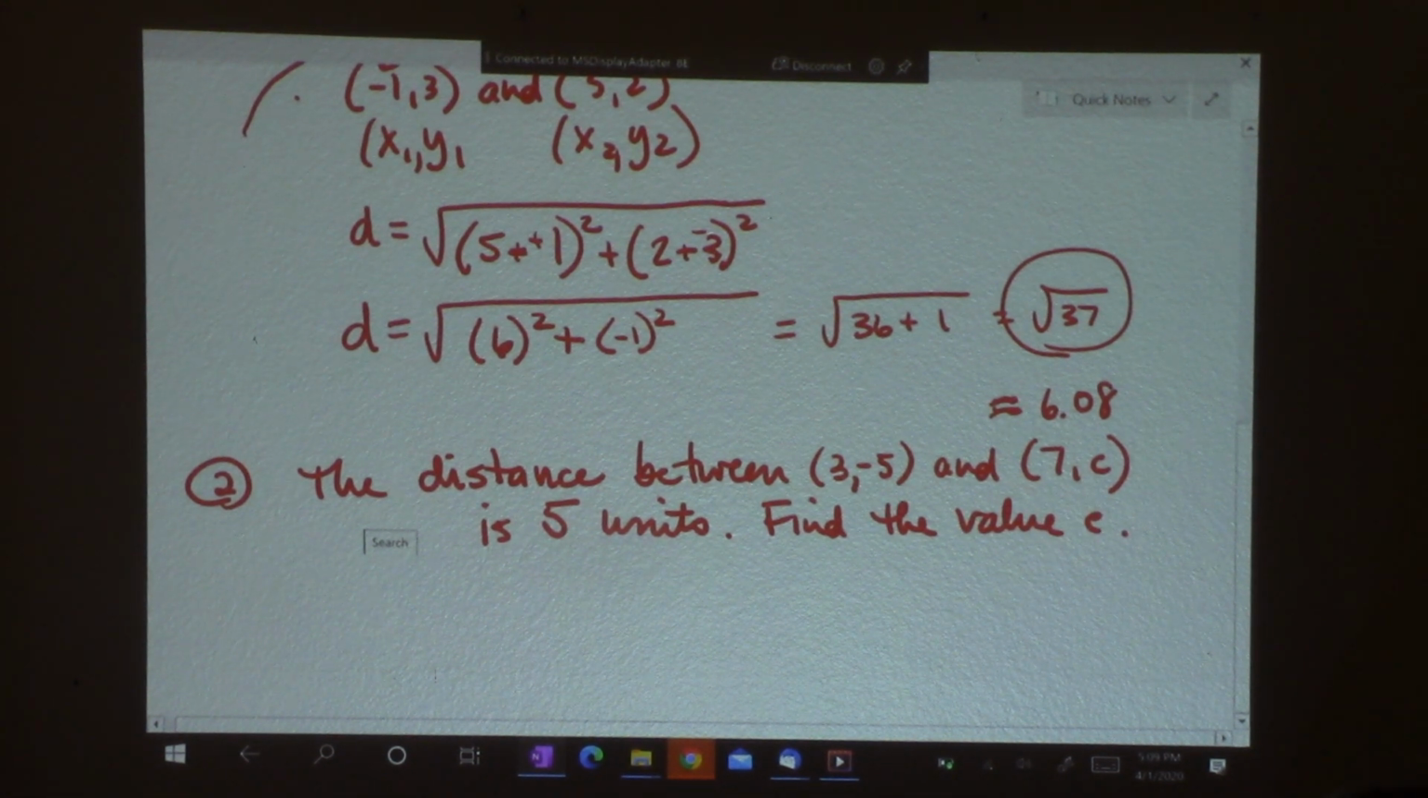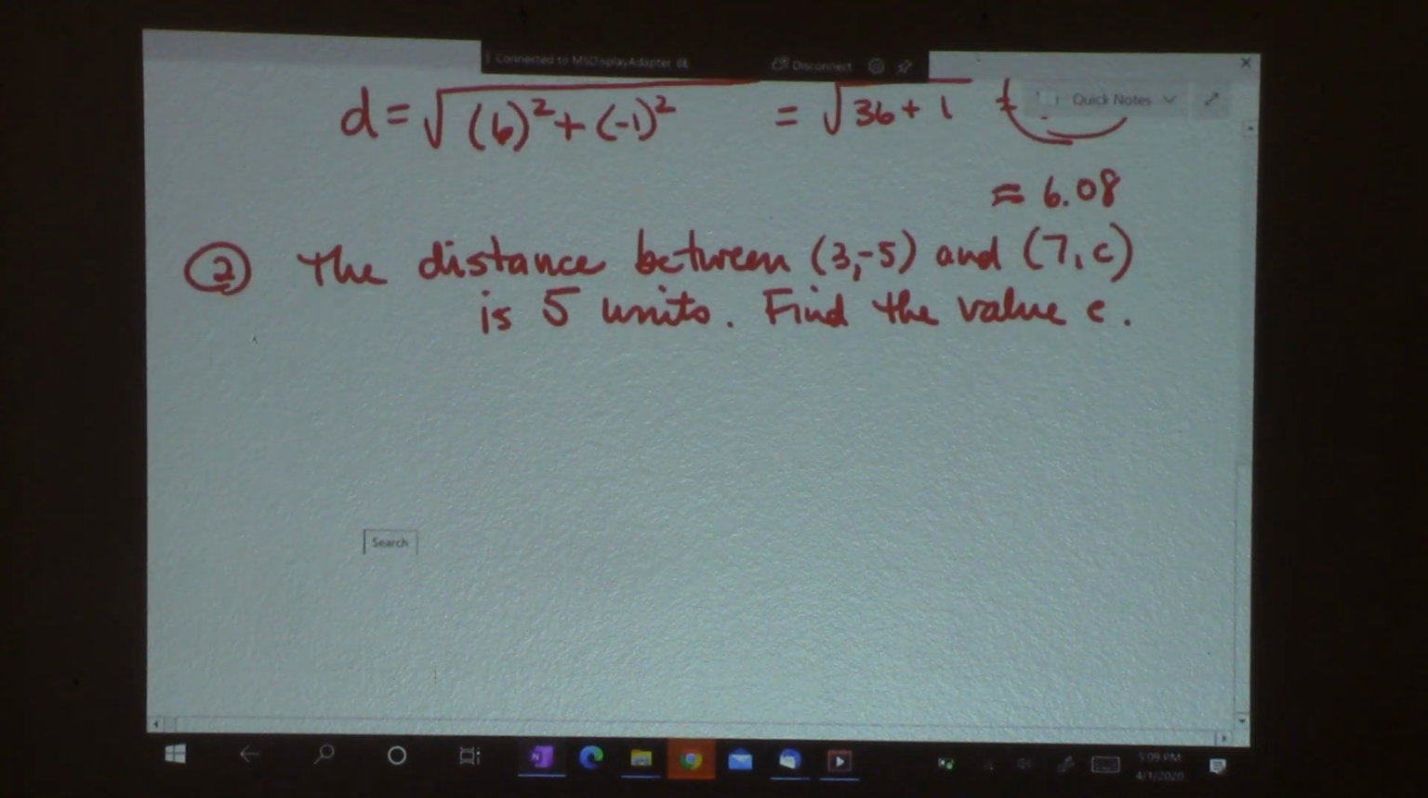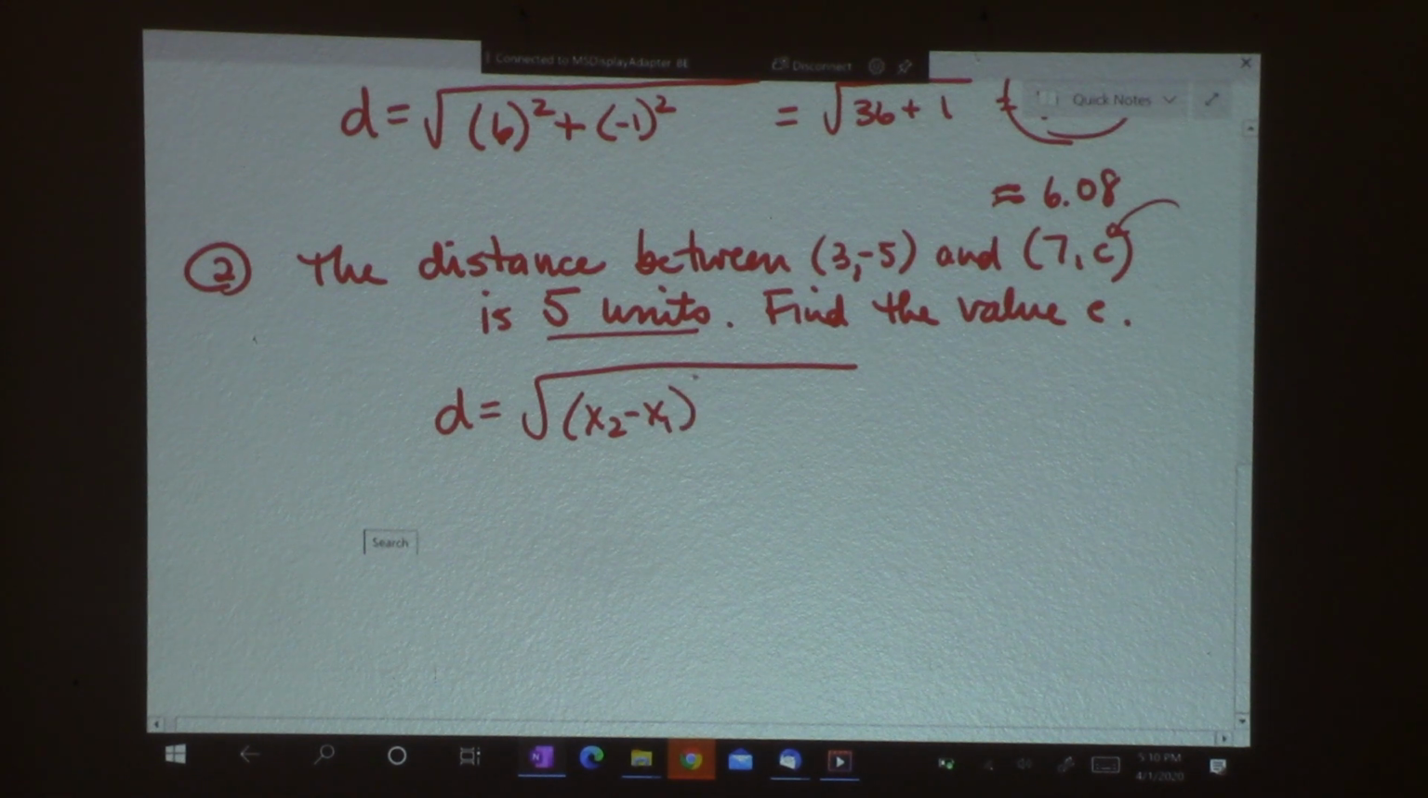Now remember, I'm going kind of fast. So use the video as you like. Pause it, rewind it, customize it so that it helps you learn best. Okay, so this time I know the distance, but I don't know the value of my second point there for y. So I'm going to write my formula. I just want to have it right there to see x2 minus x1.